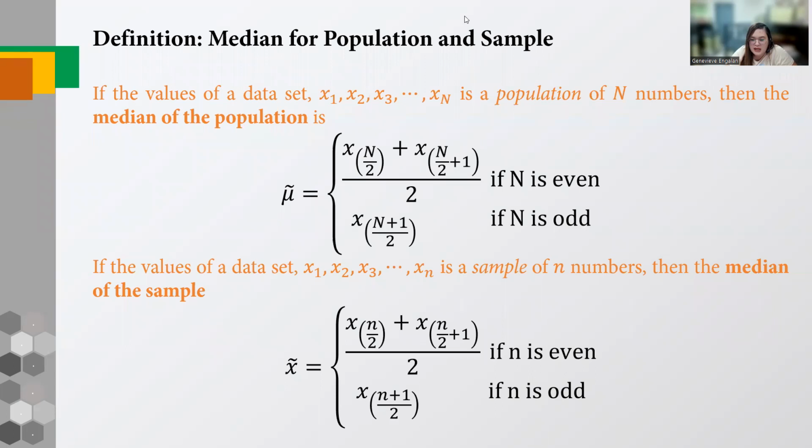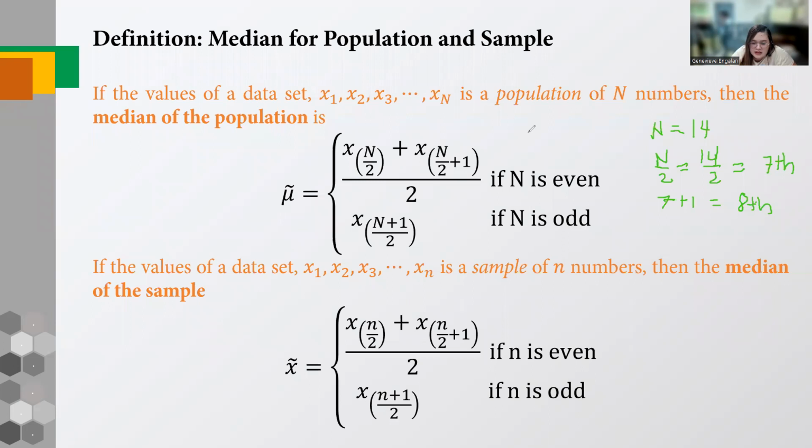So if your n is equal to 14, what is n over 2? 14 over 2 is the 7th, and plus 1, so 7 plus 1, the 8th is next. So you add the 7th and 8th values and divide by 2.